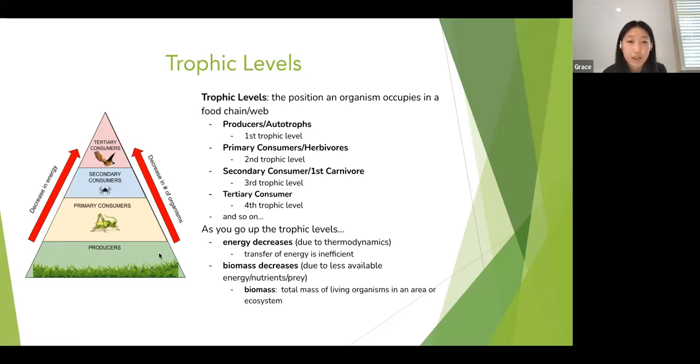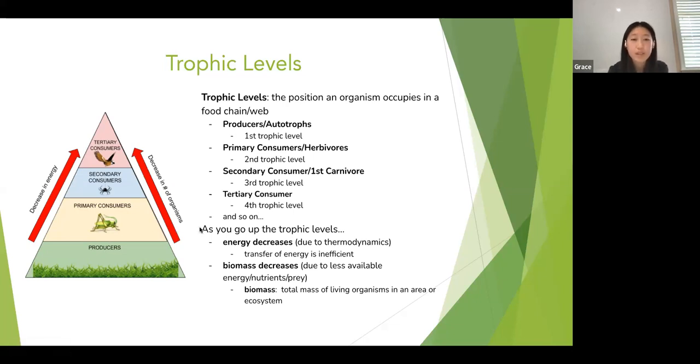plants, things like that. The next level would be primary consumers, and these are going to be organisms that eat producers. So, for example, something that would eat grass. And then in the third trophic level are the secondary consumers. So you can see a pattern here. It goes primary and then secondary. And then the fourth trophic level is going to be tertiary.